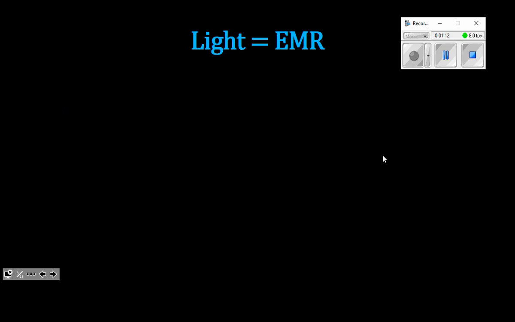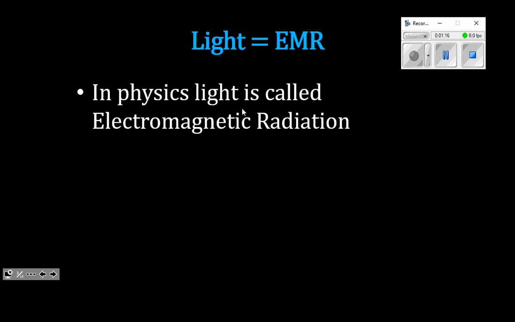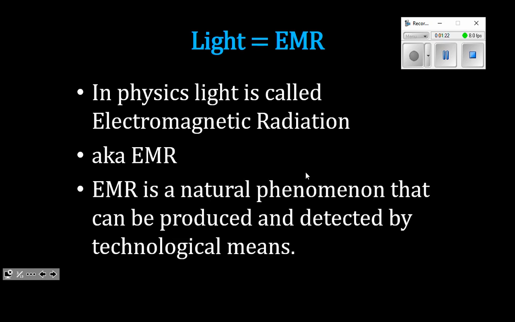So just a reminder that light is EMR. In physics, light is called electromagnetic radiation, which is also then referred to as EMR. EMR is a natural phenomenon that can be produced and detected by technological means. So we can produce EMR, we can detect EMR, that which is visible and that which is not visible.